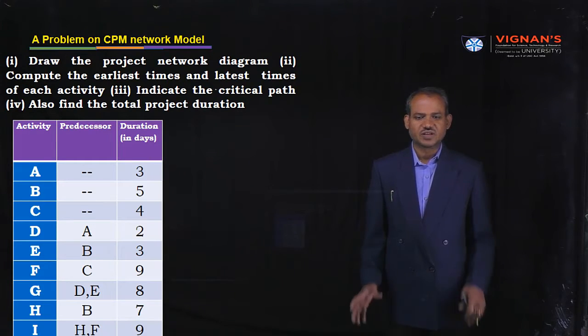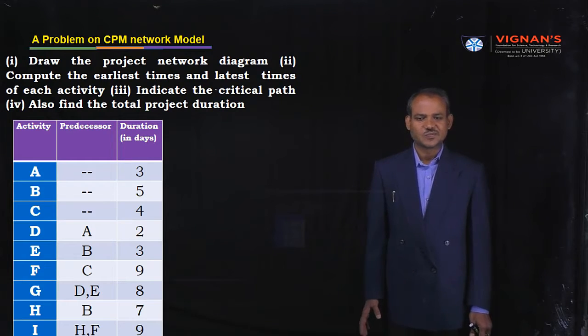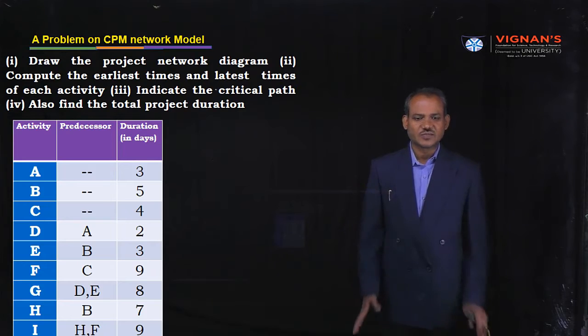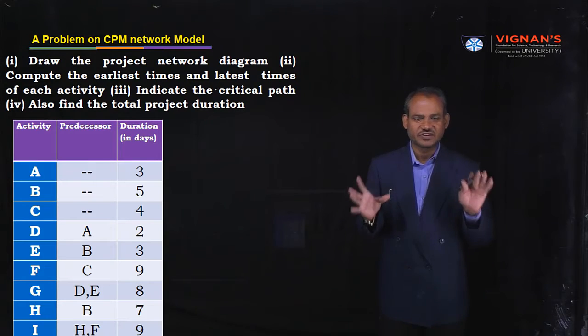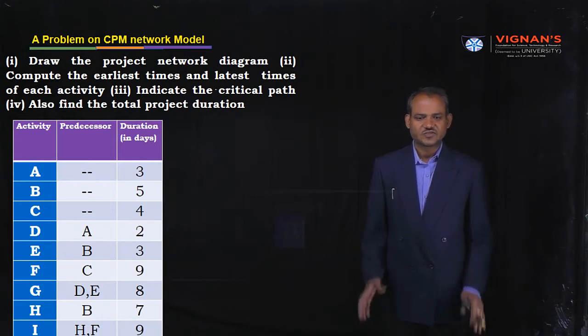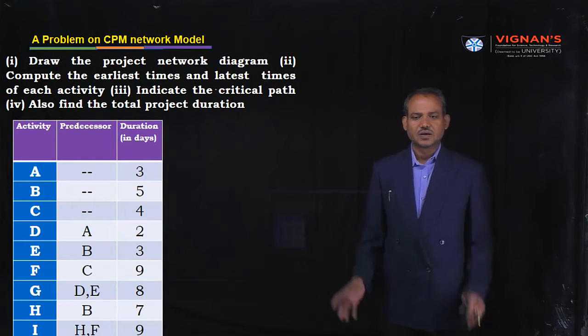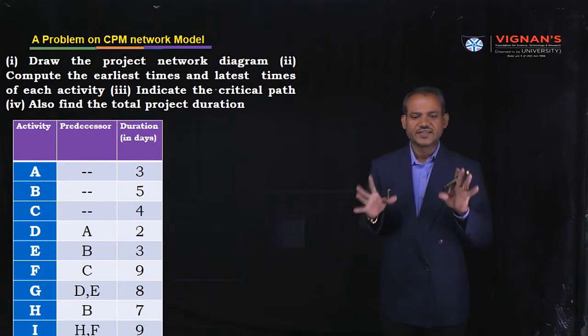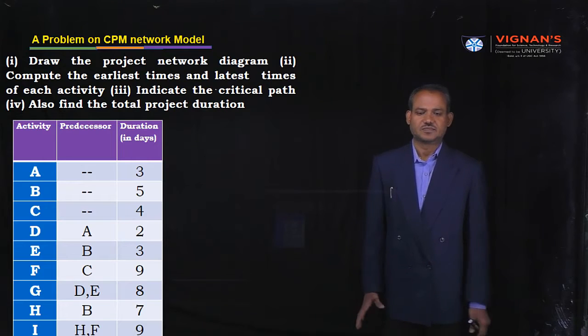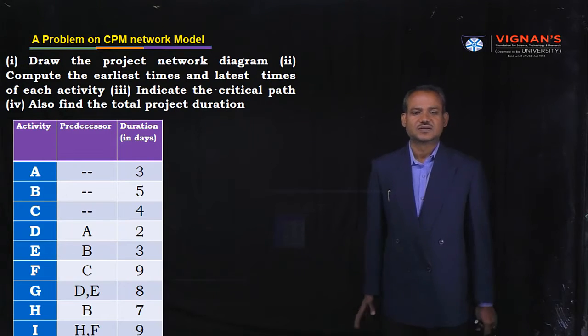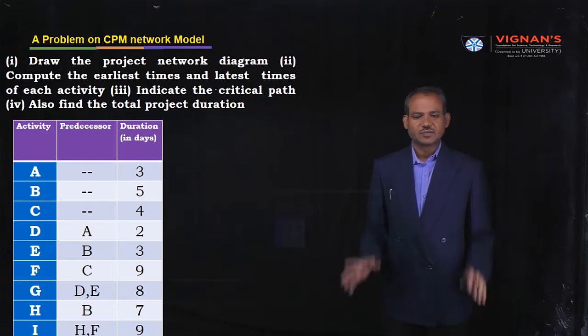First, observe the given problem. Draw the project network diagram. This is the first bit. Second bit is compute the earliest times and the latest times of each activity. Next, third one is indicate the critical path of the project network, and also find the total project duration. These are the four questions.